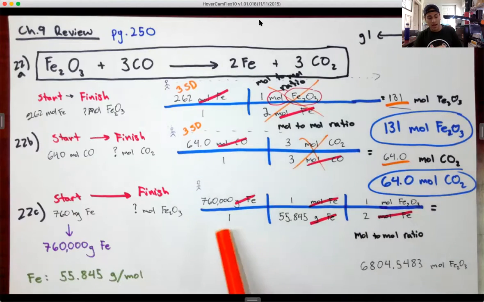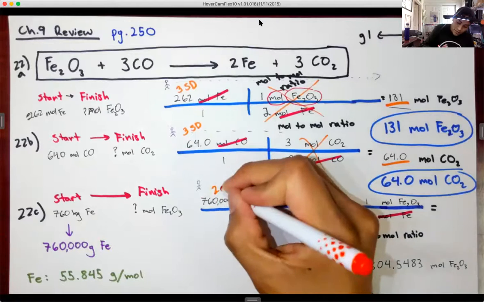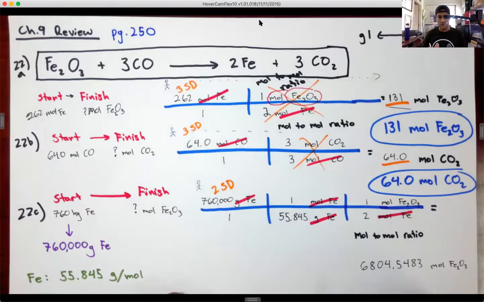But let me ask you guys, how many significant digits did we start with? Look at the starting number. How many significant digits? Two. Just 2, right? Why? Because trailing zeros are not significant unless there's a decimal. Exactly. So here we only have 2 significant digits, right?